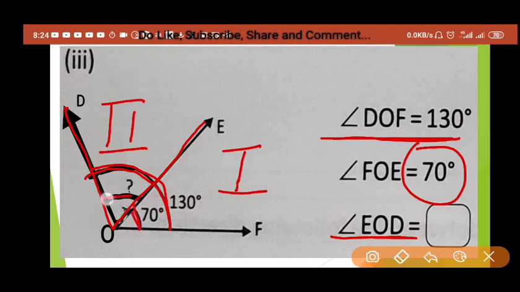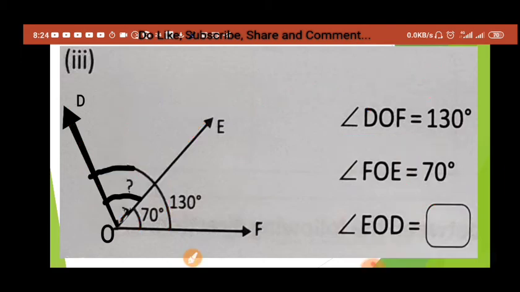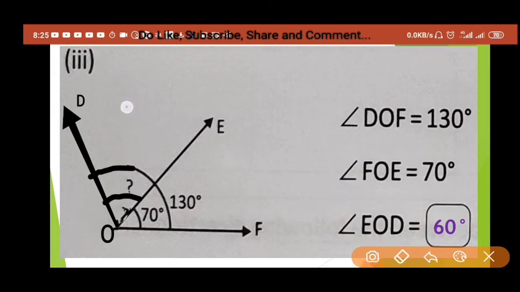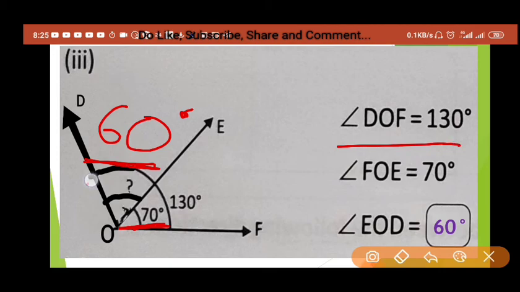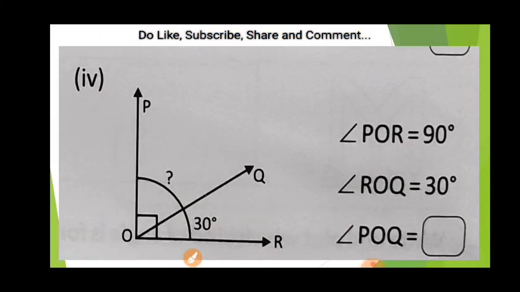Now what is the second part? Second part will be 130, that is total, minus 70. ठीक है, so the answer will be 60 degree. So this angle is 60 degree. You can calculate, this is 60 and this is 70, both after sum, that will be 130 degree. Okay, that is total.